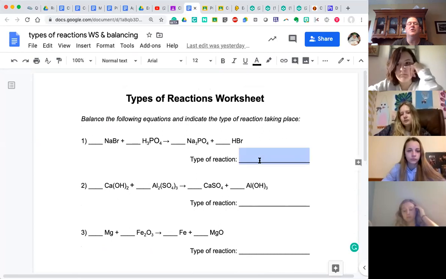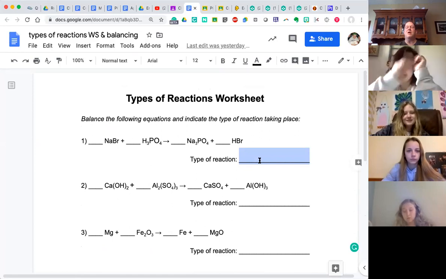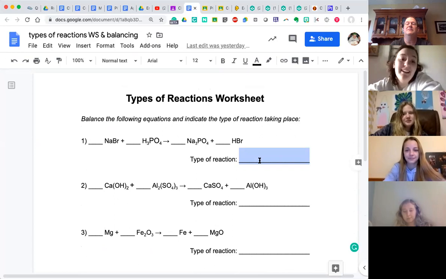All right. So if we look at the first one, what do you think, Maya? It's a compound and a compound forming a compound and a compound. So there's only one choice it could be. What is it? Synthesis? Synthesis would only have one thing on the right. I don't know. Sure you do. You see how bromine and this PO4 switched places?